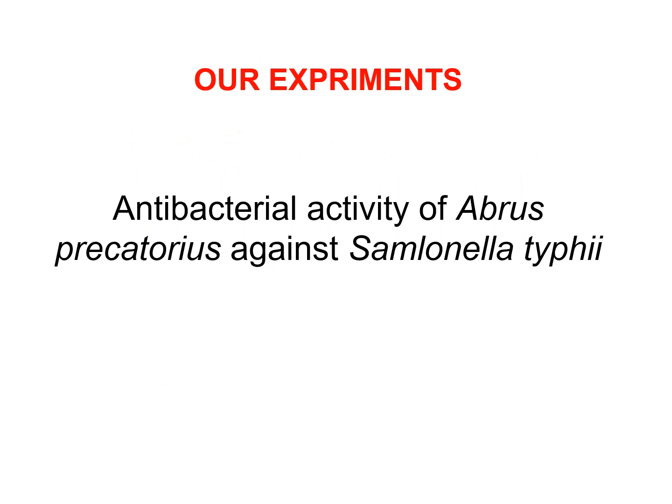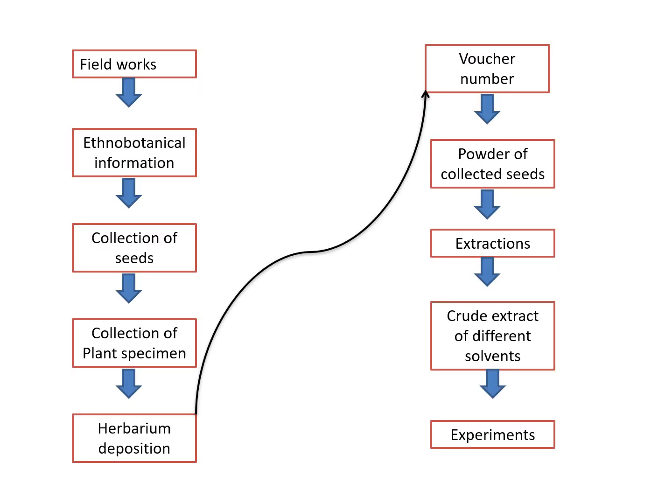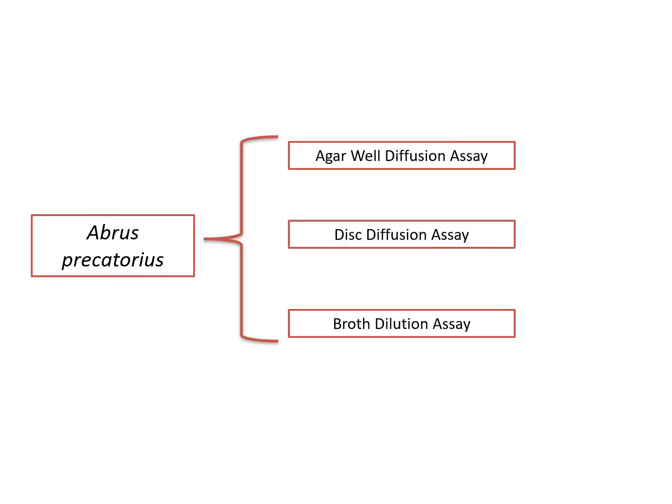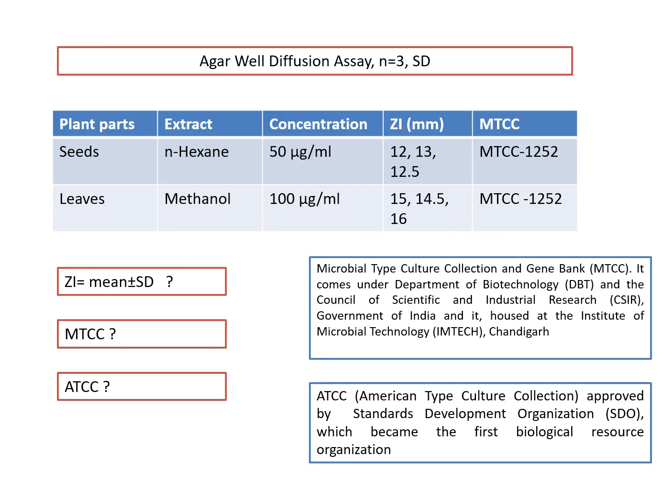In our experiment, we did the antibacterial activity of Abrus precatorius against Salmonella typhi. You can observe again we start the work from field work, then ethnobotanical information, collection of seeds, collection of plant specimen, herbarium deposition, voucher number, powder of collected seeds, extraction, crude extract from different solvents, then antimicrobial activities. So we selected three methods: agar well diffusion assay, disc diffusion assay, and broth dilution assay. You can observe our work, the result.